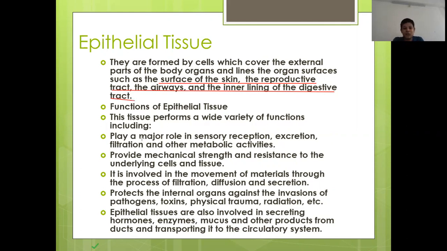It plays a major role in sensory reception, excretion, filtration, and other metabolic activities, and provides mechanical strength and resistance to the underlying cells and tissues. It is involved in movement of material through the process of filtration, diffusion and secretion. This is one of its major functions. It protects the internal organs against the invasion of pathogens, toxins, physical trauma, radiation, etc. Epithelial tissue is involved in secreting hormones, enzymes, mucus and other products from ducts and transporting them to the circulatory system. So these are some of the functions of epithelial tissue.